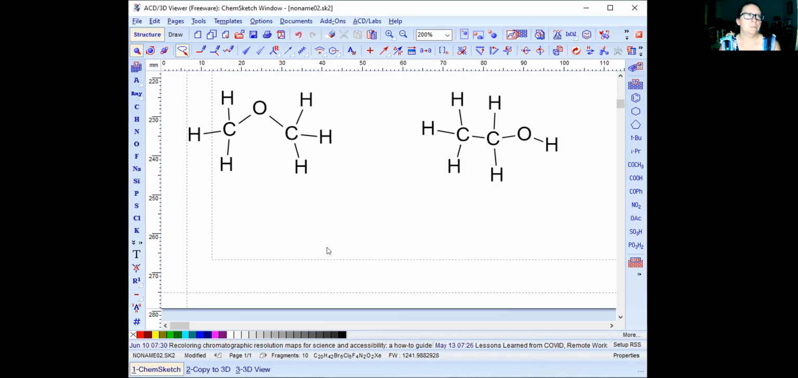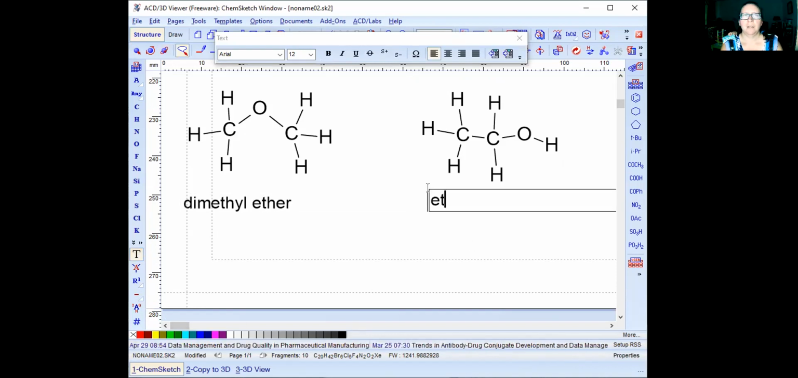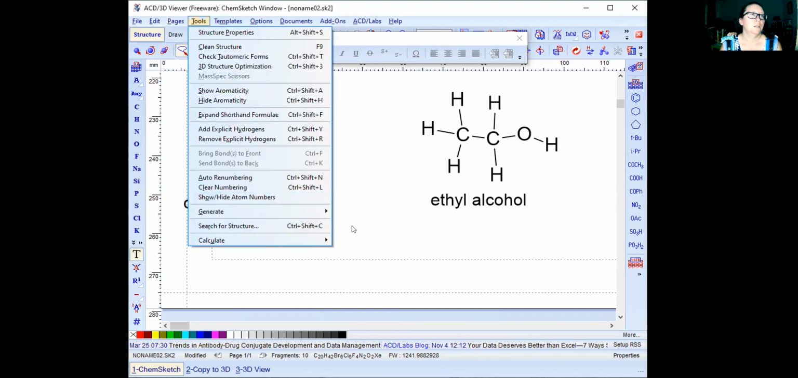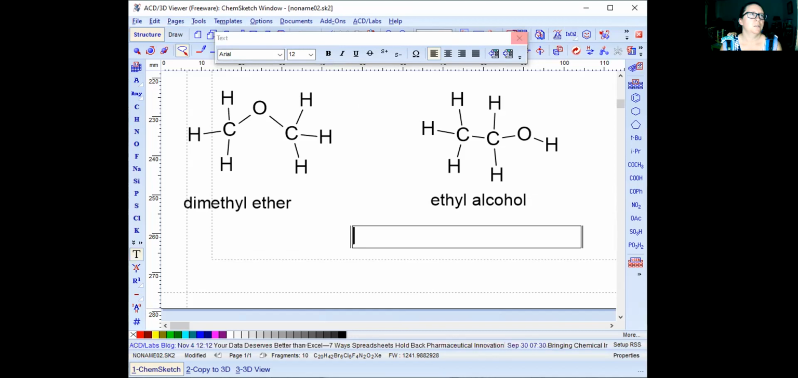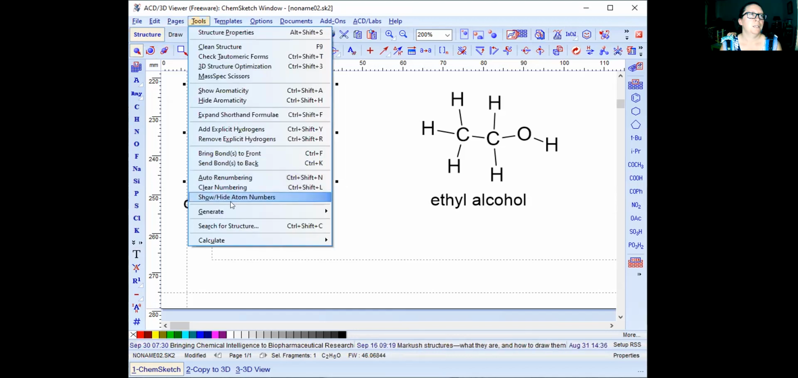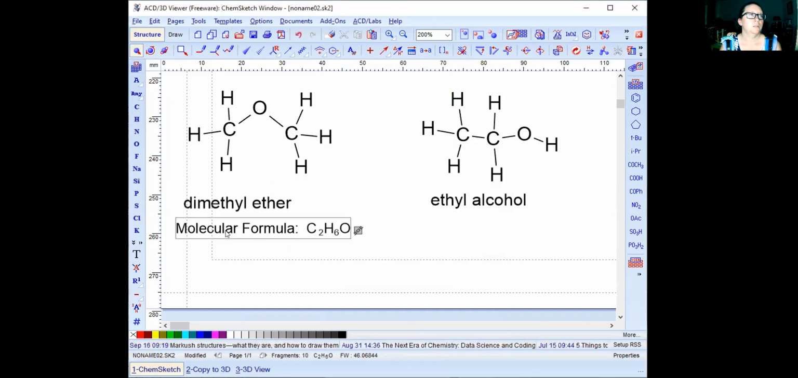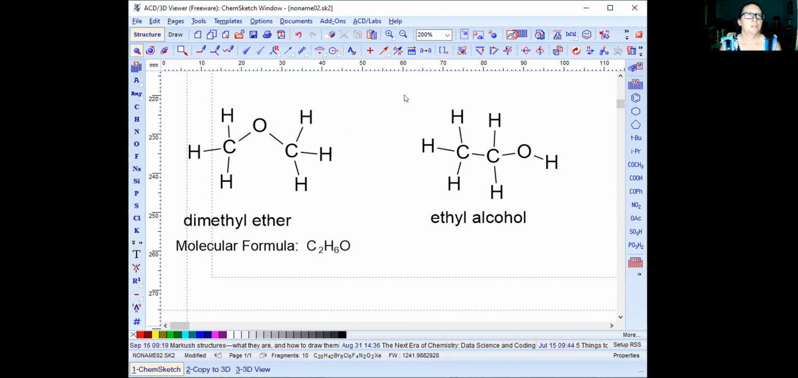So let's put the names on the left-hand side. We have dimethyl ether, and on the right-hand side, we have ethyl alcohol. And we can also calculate. I need to highlight the molecule first. Good. Calculate the molecular formula. And let's do the same with this one here. Calculate.